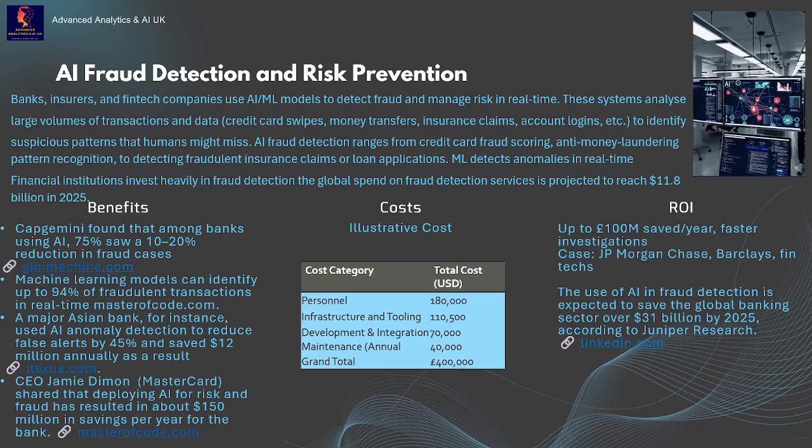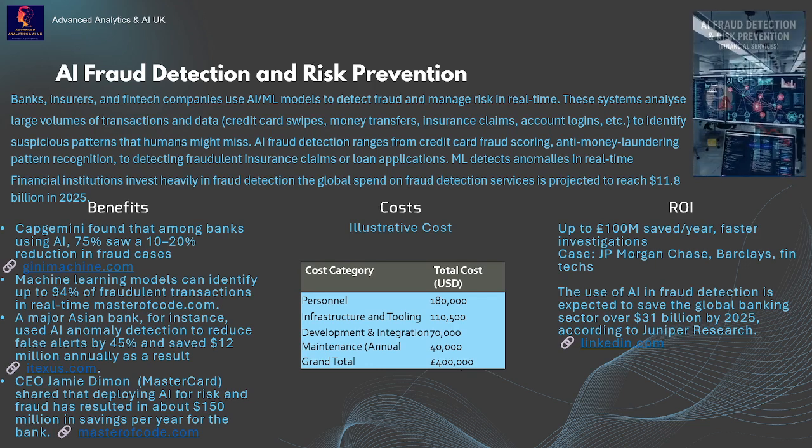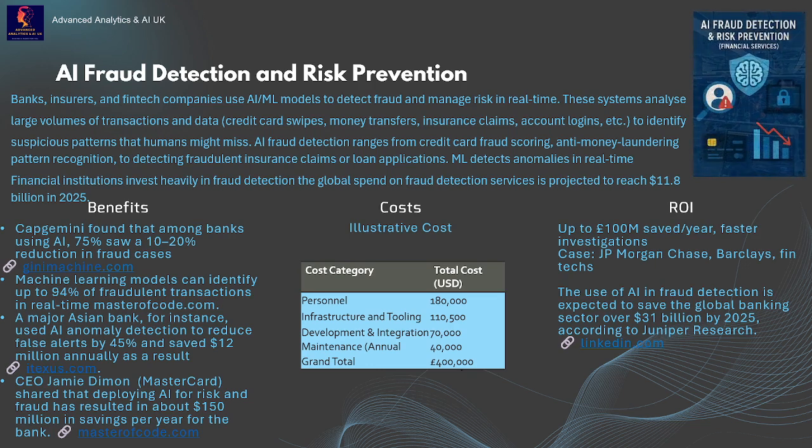Here's one for financial customers out there. Fraud detection and risk prevention, so identifying those risks, intervening. 75% saw a 10 to 20% reduction in fraud cases, according to CAP. So this is real world, introducing it to existing business processes, and moving to real time as well. As Texas points out, 94% of fraudulent transactions are being identified in real time. So we can move this much more into streamed analysis rather than batch processing.